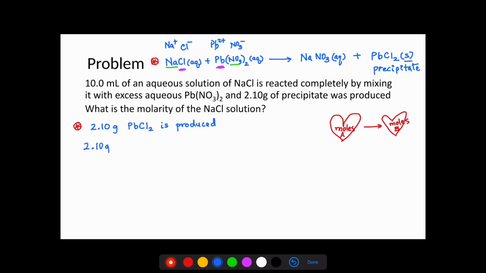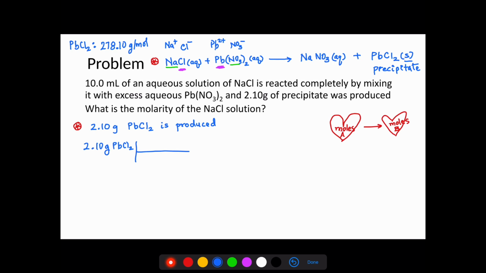So I'm going to convert mass of lead chloride to moles of lead chloride using the molar mass of lead chloride. Turns out molar mass of lead chloride, I calculated it ahead from the periodic table, and turns out it is 278.10 grams per mole. That's the molar mass of lead chloride.